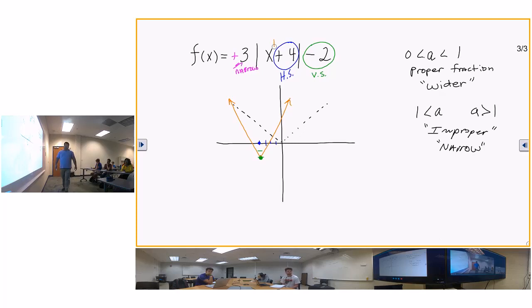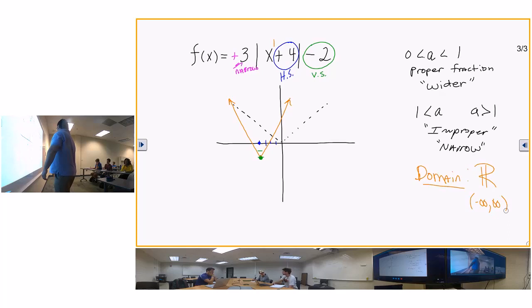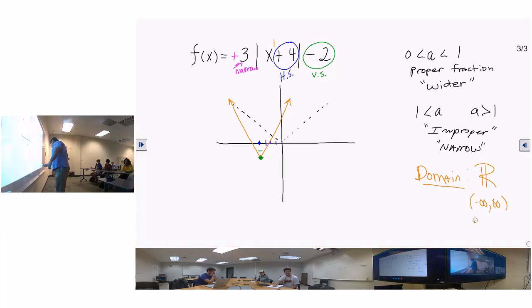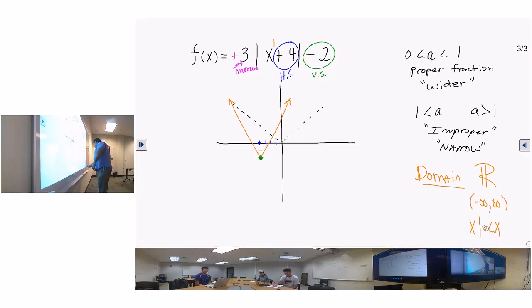So the domain, we'll put it down here. We're going to write it in burnt orange. Domain is all reals. Now, if you use interval notation, that would be negative infinity to what? Positive infinity with non-inclusive parentheses, because somebody tell me what number represents infinity. I'll give you a $100 bill. And x such that x is between negative infinity and what? Positive infinity.